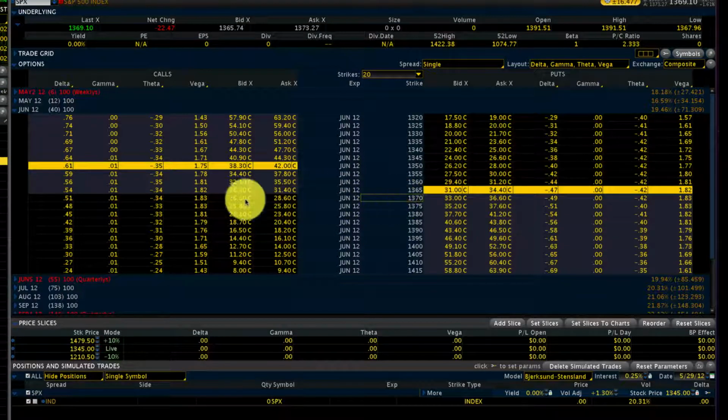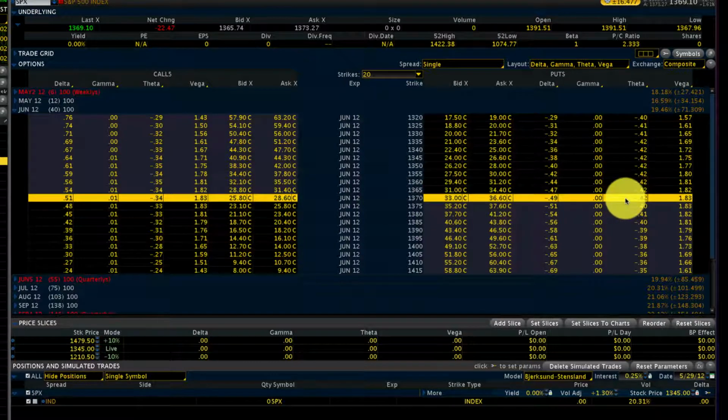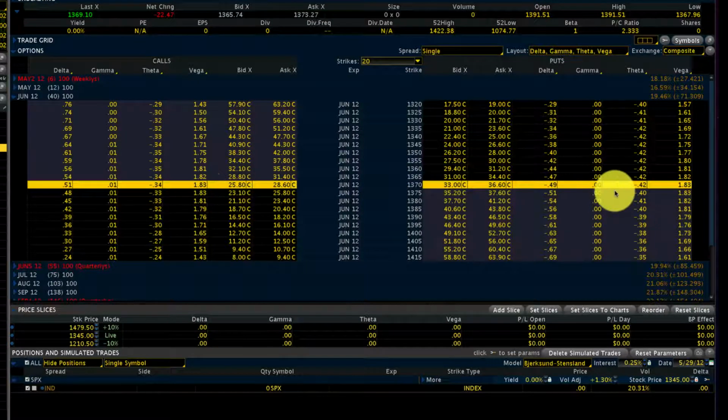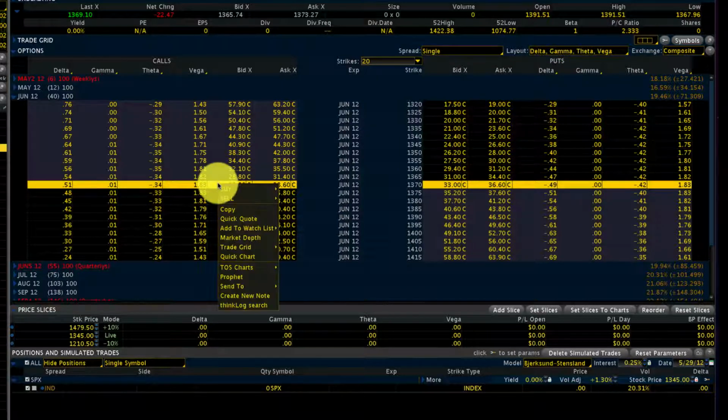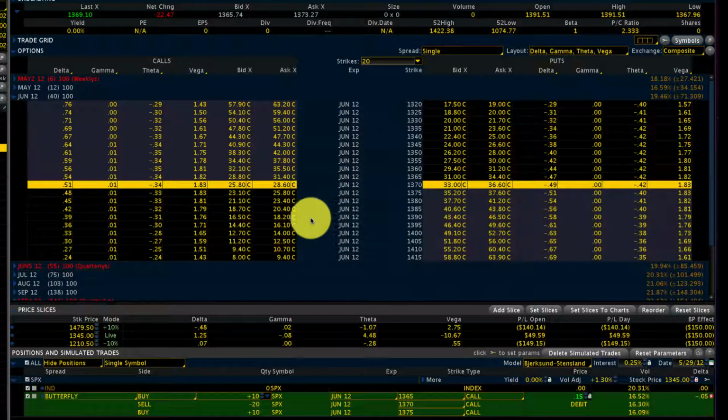The at-the-money call is going to be the 1370 call and the 1370 put. We can do either one. So let's just focus on the call side and see how we can buy this butterfly. So we're going to buy the butterfly, and it immediately puts up the order. So you can see that the 1370 call, which is right there at the money, we're selling 20 of those options. So when we say 2:1:1, you can use that for any number of options.